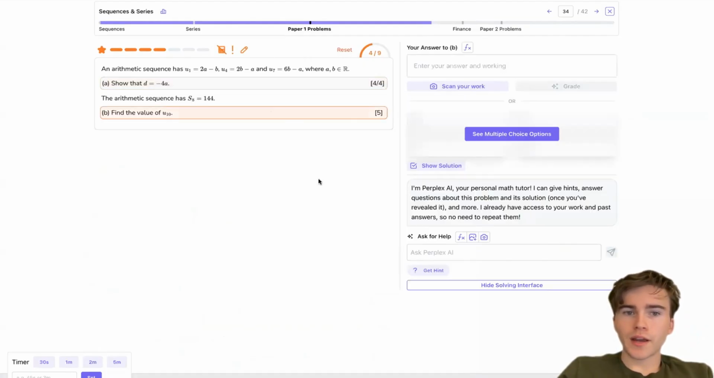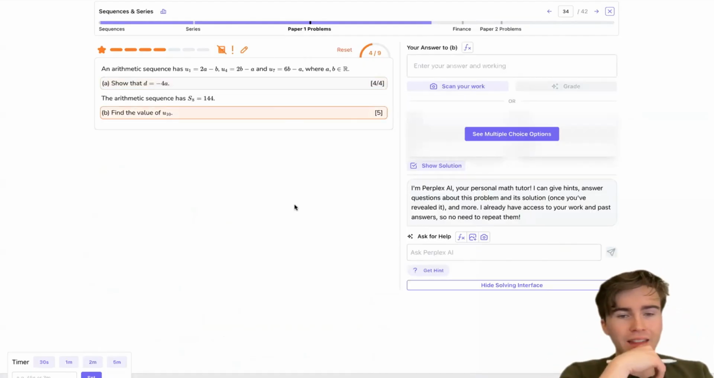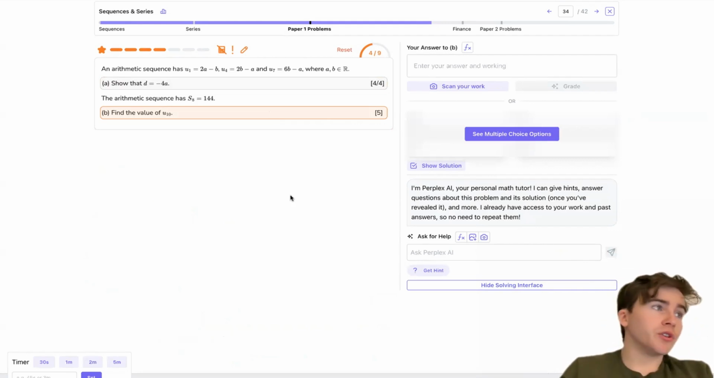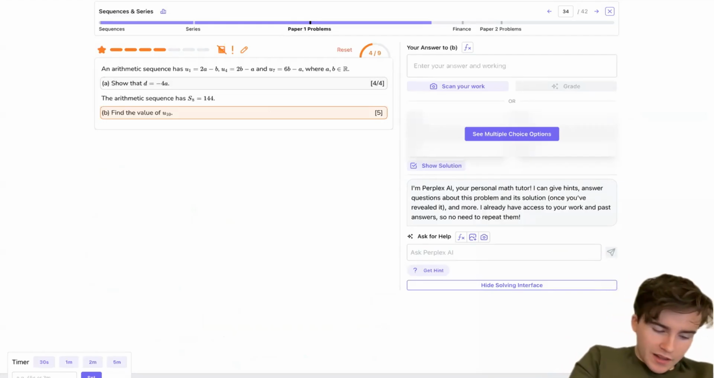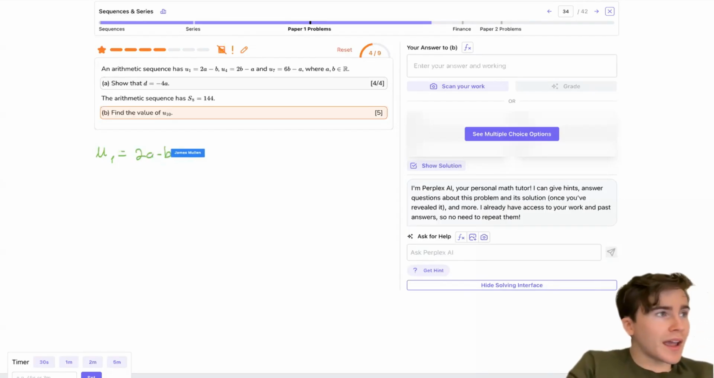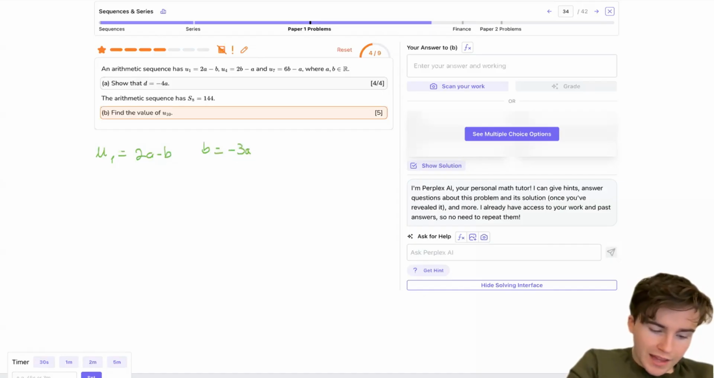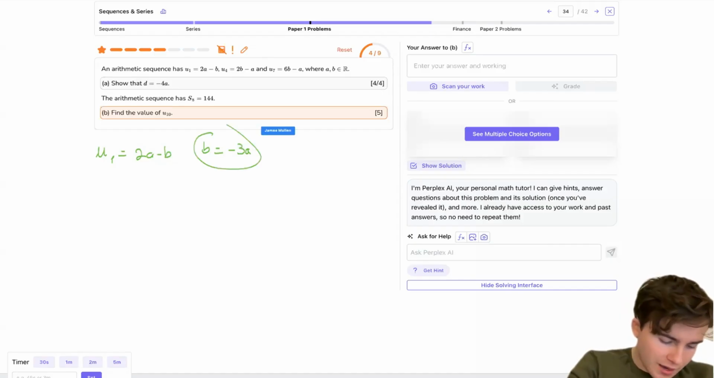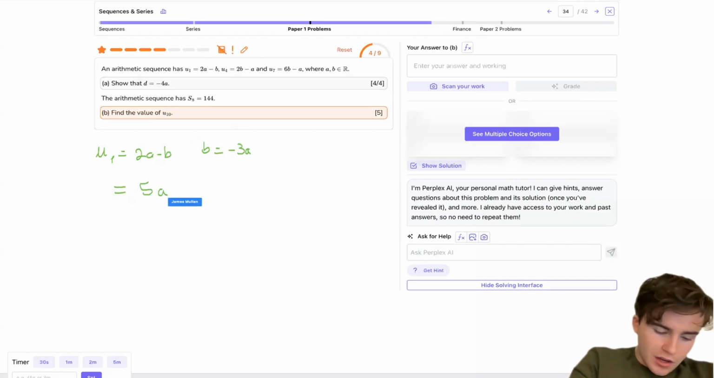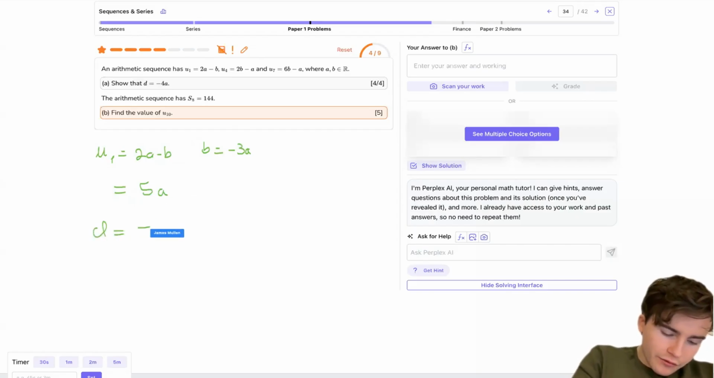Perfect. Okay. Now we are told that the sum of the first 8 terms in the series is 144, and we want to find the value of u10. All right, so how can we think about this? What we know from part A is that u1 is equal to 2a minus b, and I know that b is equal to minus 3a. That's given in the question, and we found this in part A. That means that u1 can be written as 5a.